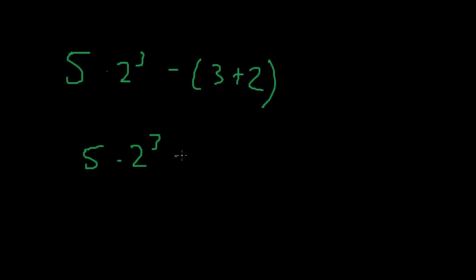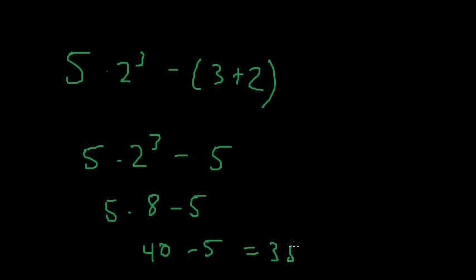Since we just talked about exponents, we should probably get a problem with exponents in it. Let's do 5 times (2 cubed minus 3 plus 2). So we have our parentheses first, 3 plus 2, so 5 times my 2 cubed minus 5. Next I do exponents, so I have 5 times 8 minus 5. Next multiplication, 40 minus 5, which is 35, and that is my final answer.